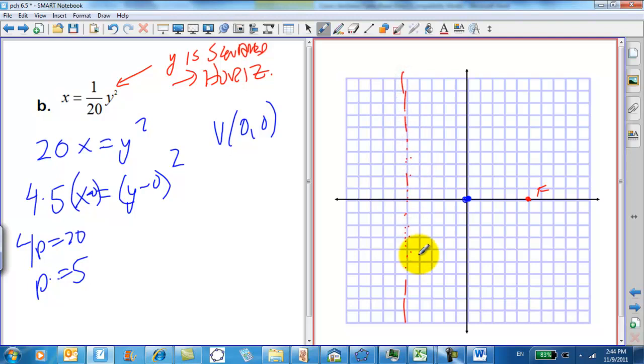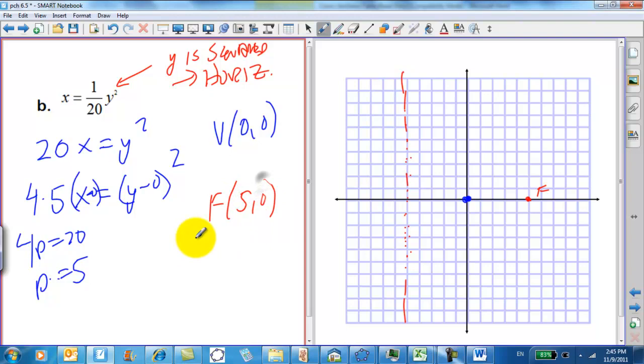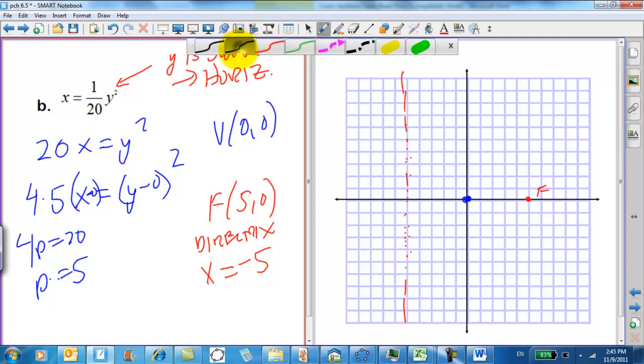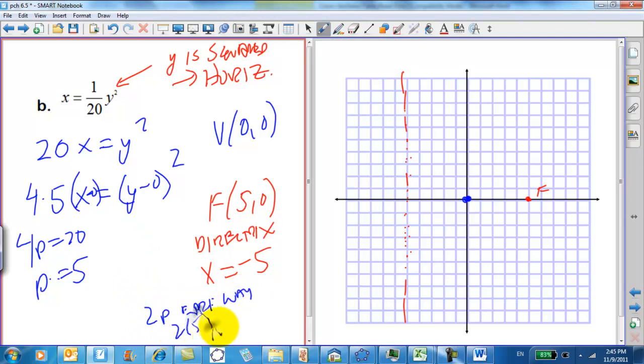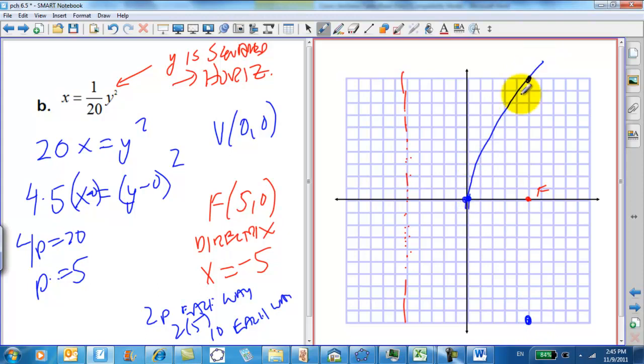And now to get a decent graph, we should really go 2p each way. So we came up with a focus so far of 5, 0 and a directrix of x equals negative 5. And this one's going off to the right because of the positive coefficient. Now let's get some more points on here, and that's 2p each way. So we're going to go 2 times 5, or 10, each way from the focus. So up 10, 1, 2, 3, 4, 5, 6, 7, 8, 9, 10. Just fitting onto our graph paper here. And that should be enough for a nice graph.